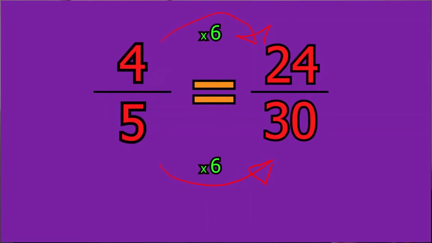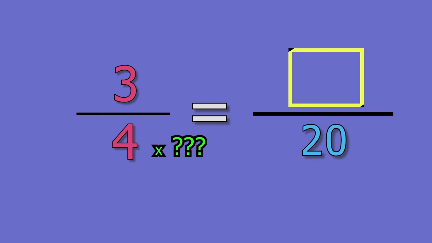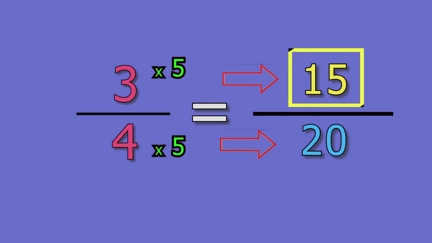And we remember from our last lesson that equivalent fractions can be calculated by multiplying a number to both the numerator and the denominator. So we have to figure out what times 4 equals 20. 5. 4 times 5 equals 20. Since we multiplied 5 to the denominator, we need to multiply 5 to the numerator to complete this equation. 3 times 5 equals 15.